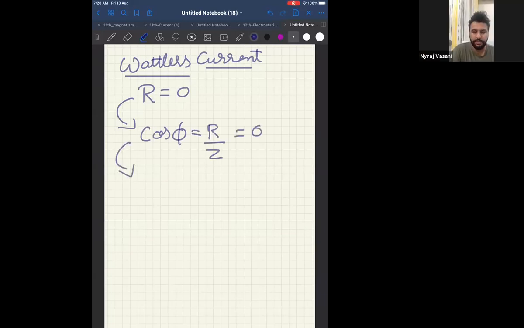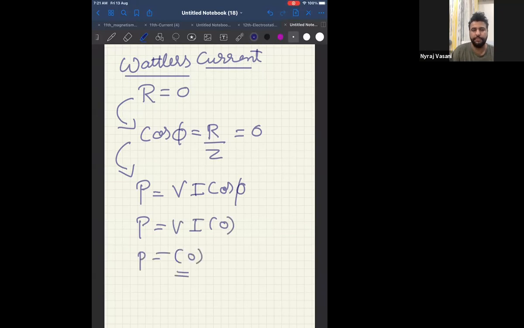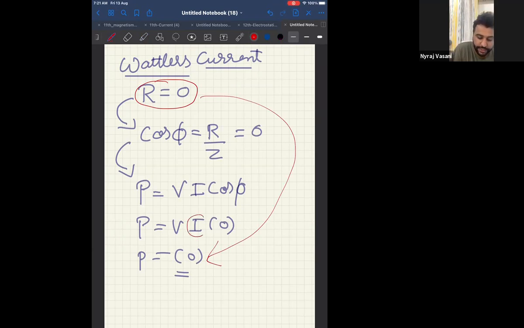And if cos phi is zero, therefore can I say my formula for power is equal to VI cos phi, or VI zero? Can I say power is zero? Therefore, can I indirectly say in my AC circuit, if by any chance I get my resistance equal to zero, after all these steps, my power is also equal to zero? Now, can I say this current has no power? Because power is zero, but the current is anyway flowing without any power. This current is called wattless current. Did you understand? The current is flowing without any power. That is why it is called wattless current.